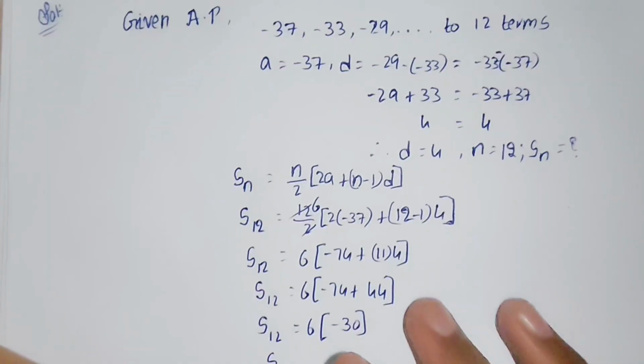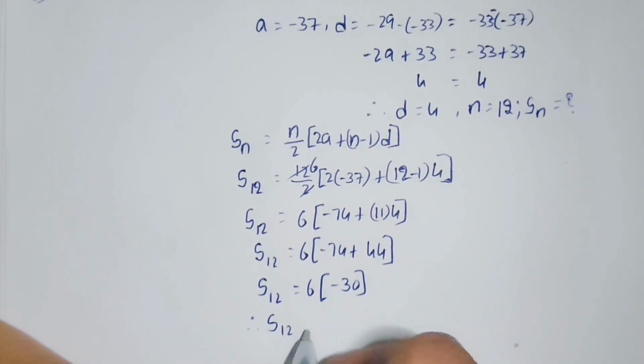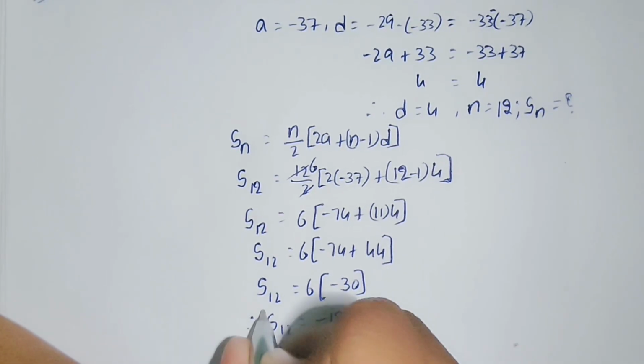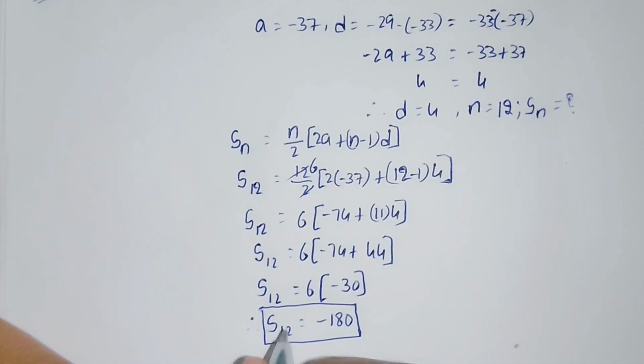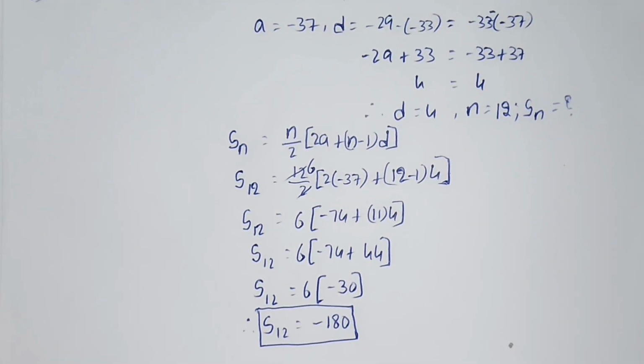So we got, therefore, the value of S12 is equals to minus 30 into 6, minus 180. So therefore the sum of 12 terms of the given AP is minus 180. So we had completed the second question. Now let's go to the third question.